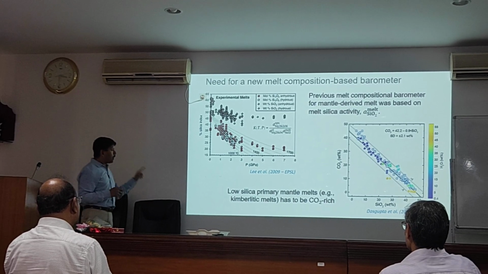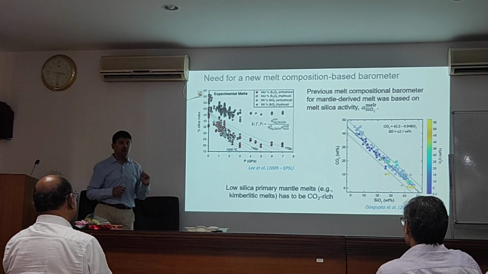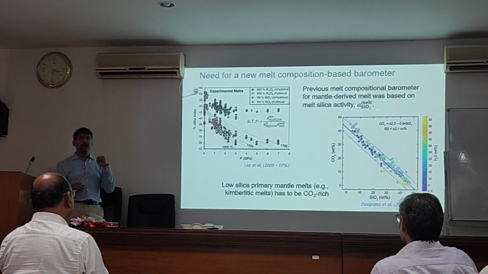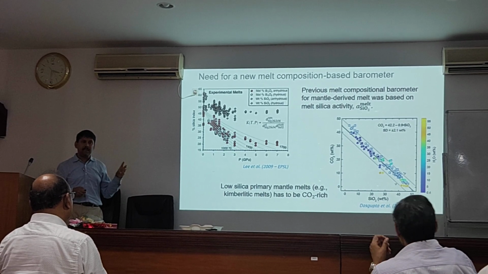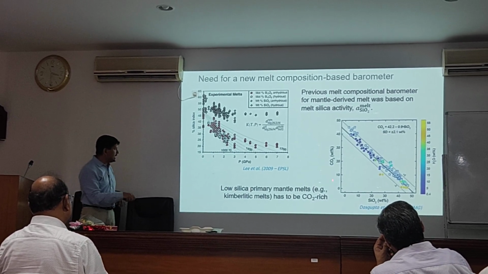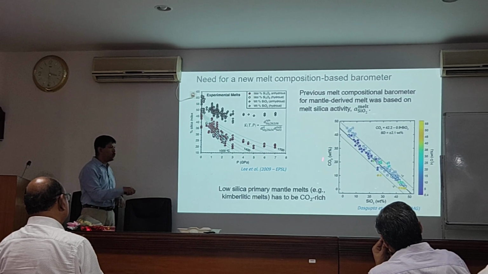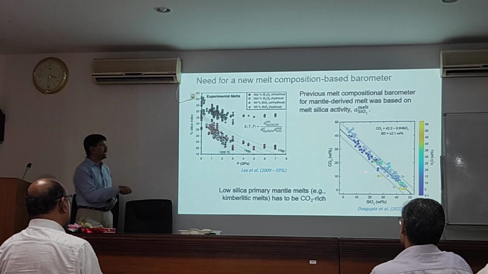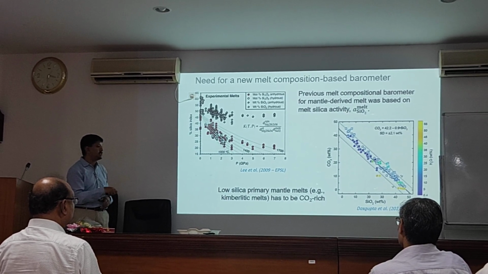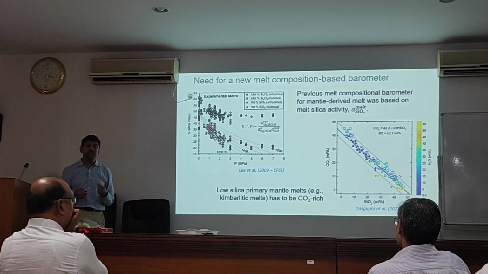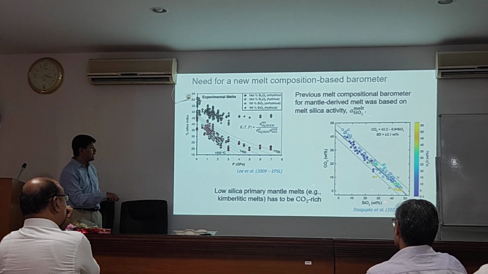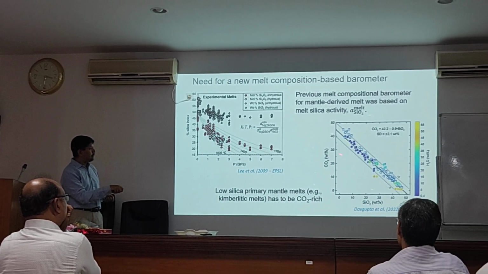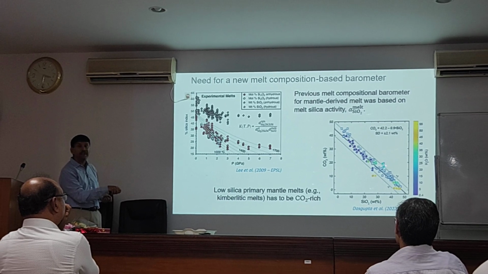Okay? But the problem of applying a melt silica activity-based parameter to kimberlites is the fact that kimberlites are so low in silica content. In order to stabilize that type of low silica melt, you need a very, very high amount of primary CO2 dissolved in that melt. What I'm showing you is an experimental compilation of partial melt compositions that are generated from mantle lithologies in the presence of CO2. And what you can see is, in order to generate melts that are relatively low in silica, the primary CO2 content of those melts needs to be very, very high.